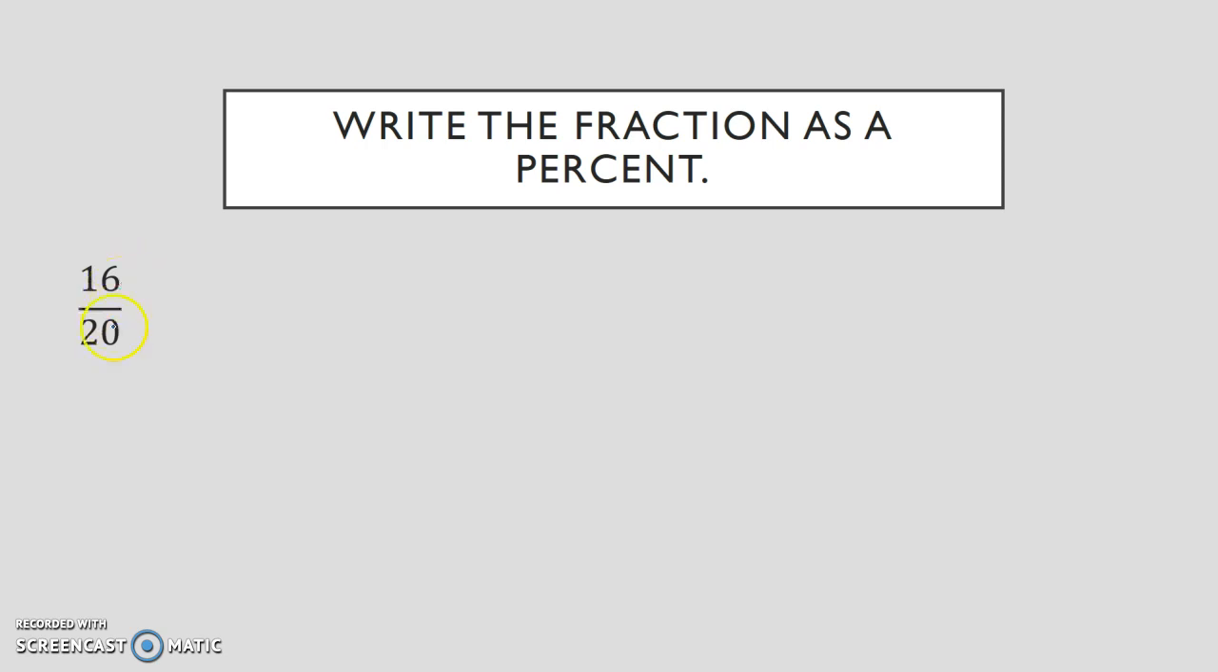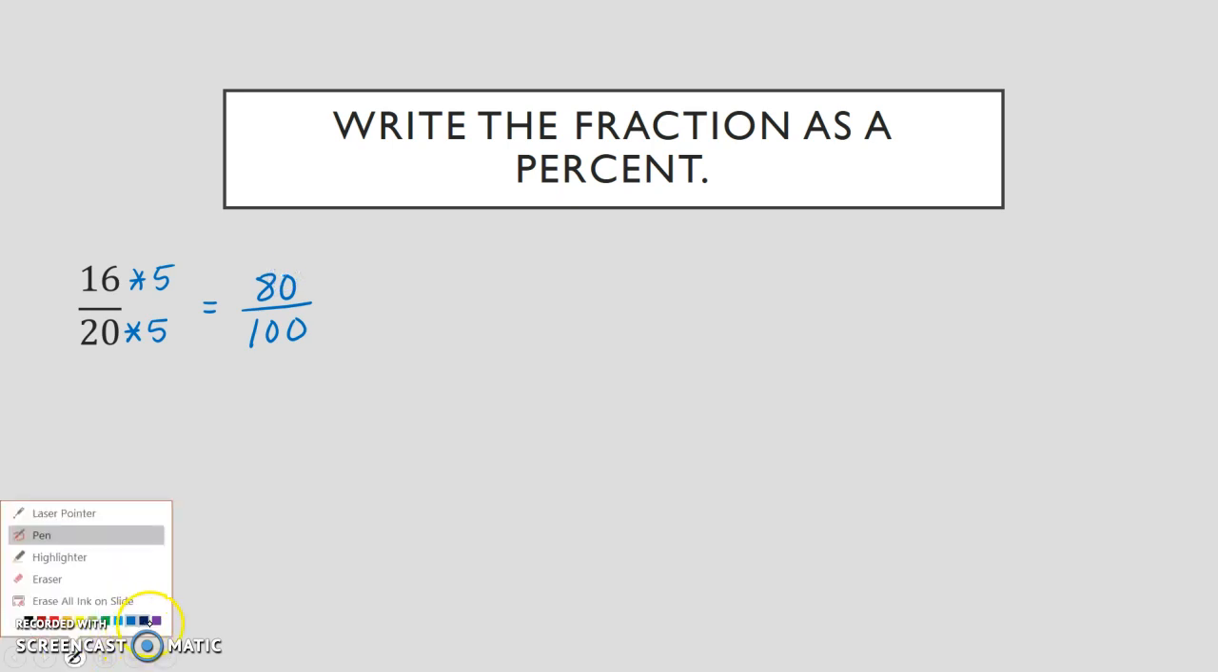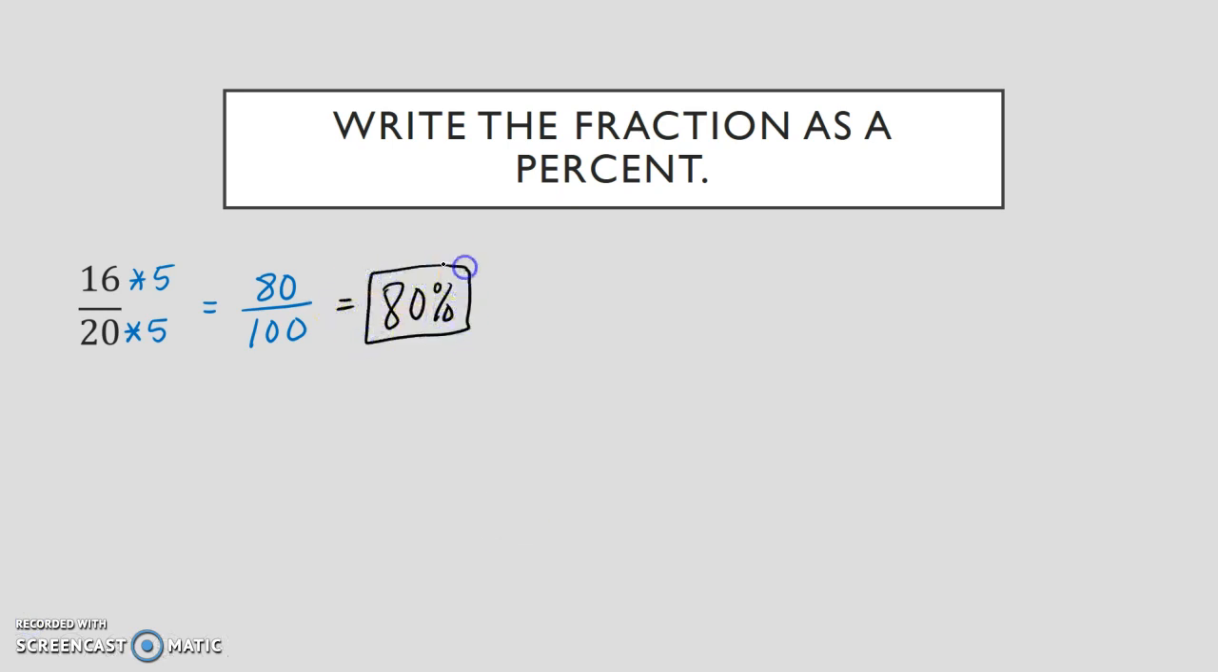So I'm looking at 16/20, and I realize that I can multiply 20 by 5 to get 100, which means I also have to multiply my 16 by 5. So when I'm multiplying by 5 here, I get the denominator that I want of 100. And then when I take 16 and multiply that by 5, I should get 80, which in this case, since all of our percentages are always out of 100, that means this is 80%. And we finished our problem.